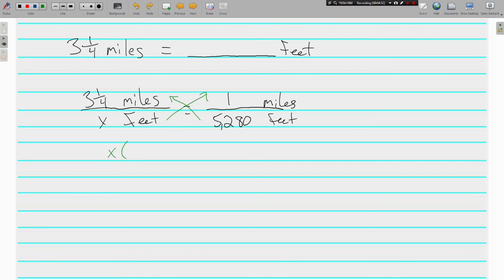X times 1 is equal to 5,280 times 3 1/4. Or if you're going to put it in your calculator, yeah, you can put 3 1/4 in your calculator. You might just do 3.25 if it's easier. And when you multiply that, we get 17,160 feet. 17,160 feet in 3 1/4 miles.